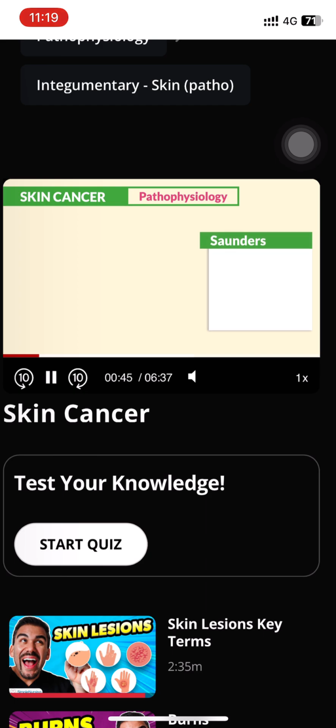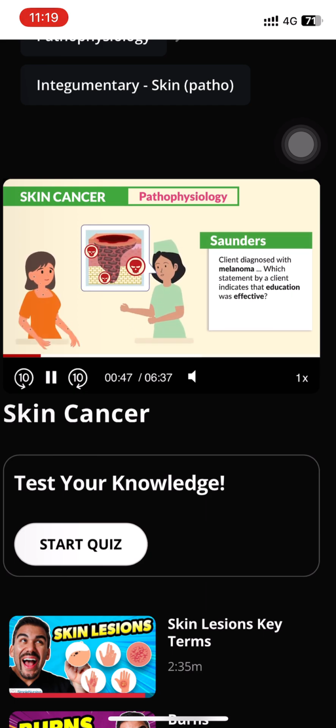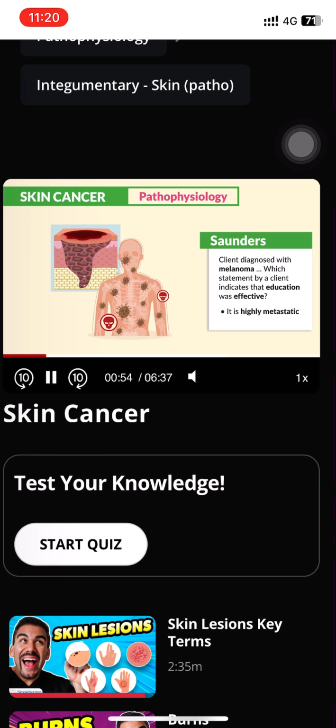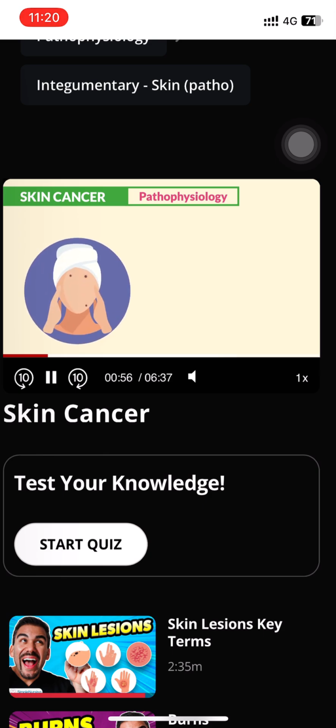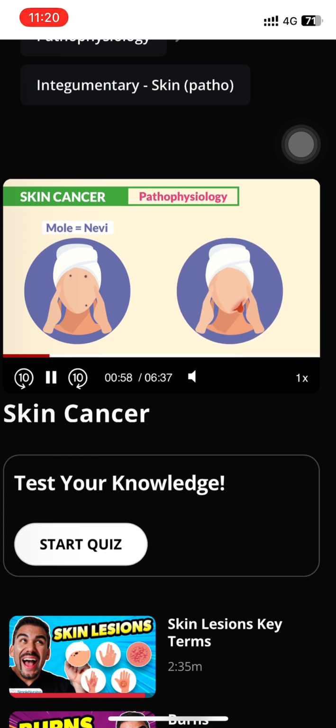Now Saunders mentions, a client diagnosed with melanoma, which statement by a client indicates that education was effective. It is highly metastatic. Now to define some terms, a mole is called a nevi, and a tumor is called a neoplasm that develops if there is a DNA mutation.